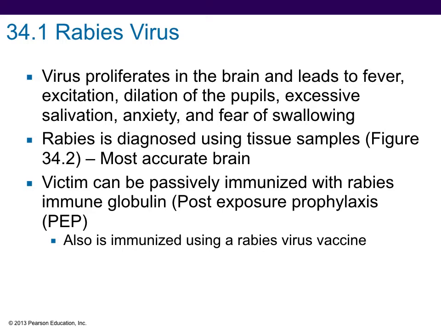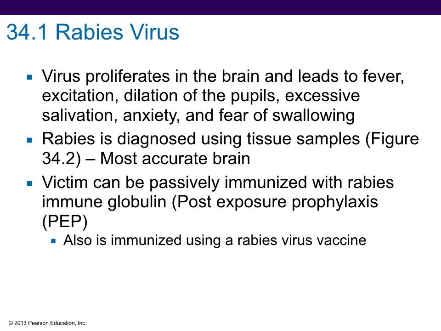So rabies virus proliferates in the brain. It leads to fever. It can lead to excitation, dilation of the pupils, hypersalivation or excessive salivation, anxiety, fear of swallowing. It can also lead to paralysis. Symptoms can be very non-specific. And rabies is diagnosed using tissue samples, and it's best diagnosed by using tissue from the brain.